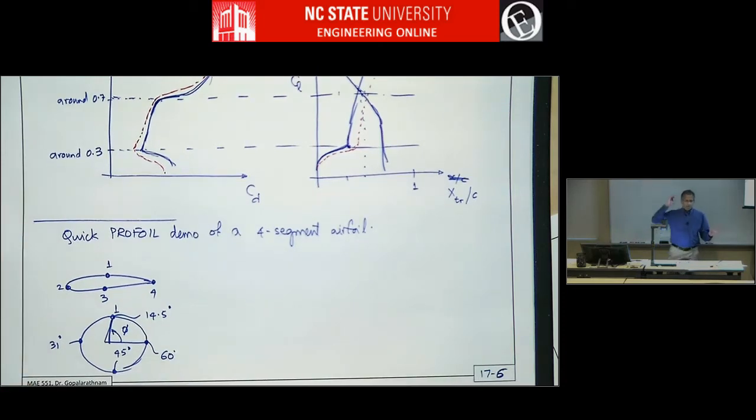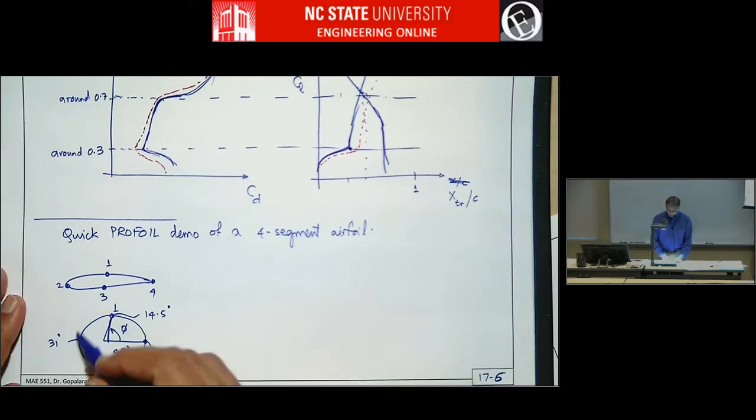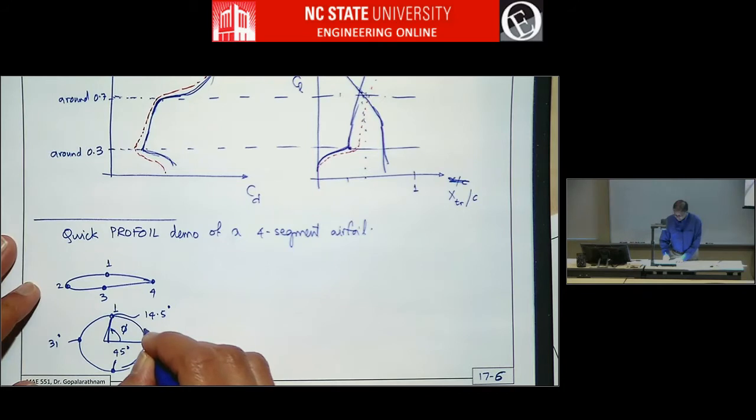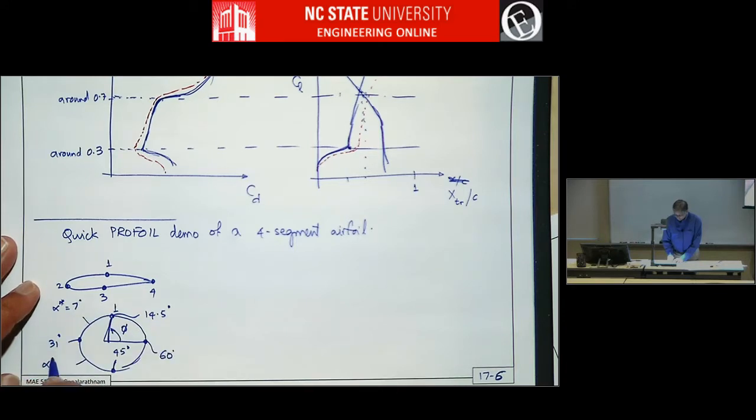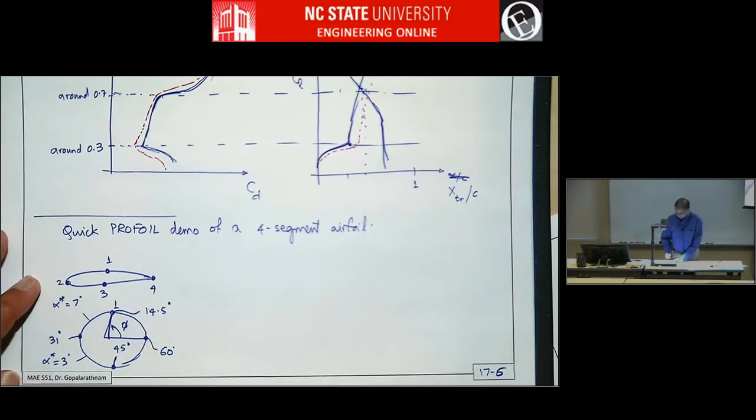Right? Everybody remember this? So it's a kind of pseudo angular coordinates, let's say. It doesn't go from 0 to 360, it goes from 0 to 60. And so you have to divide the airfoil accordingly. So the leading edge will be around 30 degrees, we've called it 31. And this is around 45 degrees, this is around 14.5 degrees. And I've set the alpha star for this segment as 7 degrees and for this segment at 3 degrees.